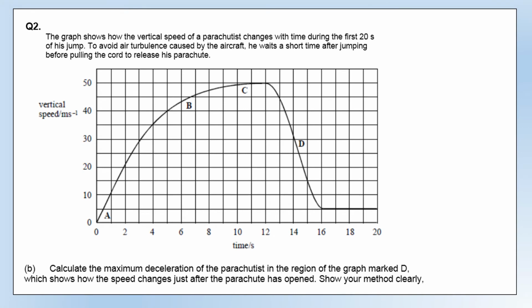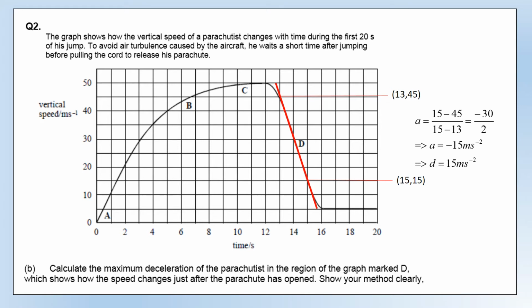So now what we're going to do is use the graph for some calculations. Calculate the maximum deceleration of the parachutist in the region marked D, and we need to show a method. The maximum deceleration will be where the maximum gradient is, so I've drawn a tangent to the section with the steepest gradient.